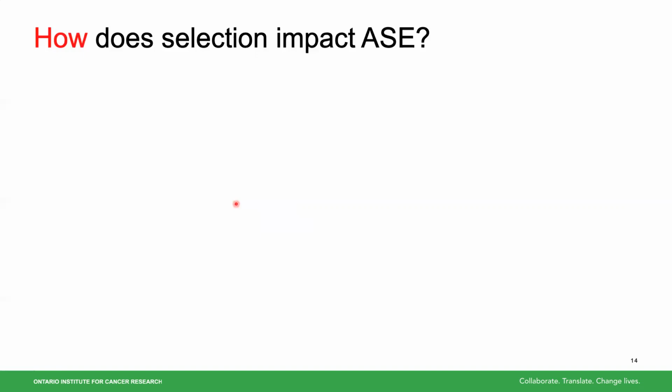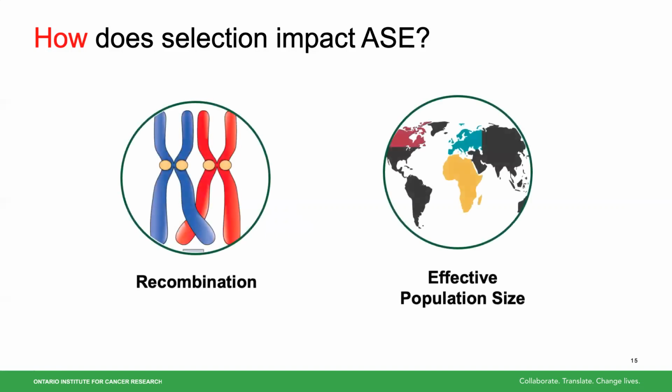So we know that selection is impacting ASE and we know the overall actions, but what in our genome is actually contributing to this? This is where my research comes in, where I'm investigating aspects of our genome that contribute to the efficiency of selection, specifically recombination and effective population size, to see how they influence the actions of ASE genome-wide.